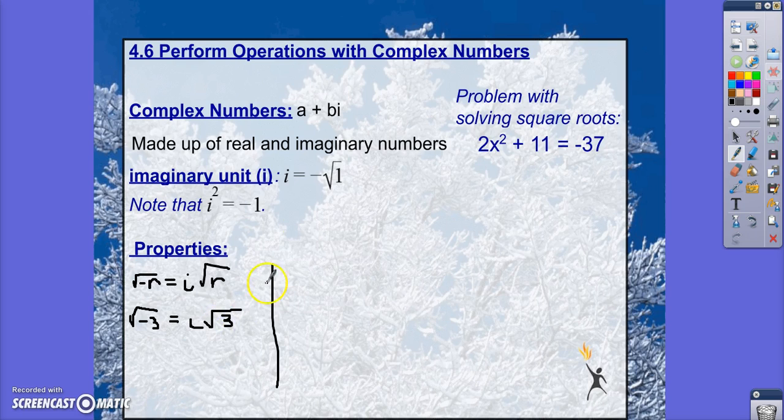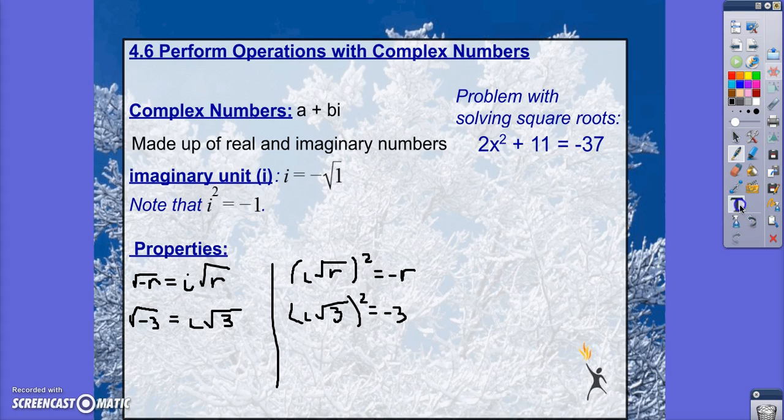All right. Here's another one: the quantity i square root of r, squared, is going to equal negative r. So if I give you i square root of 3, squared will equal negative 3. And we'll see more examples as we go.